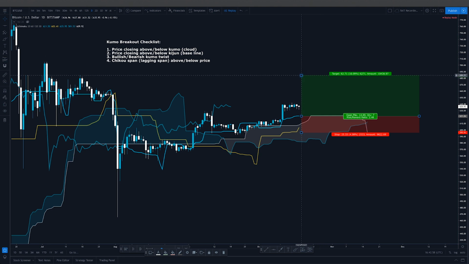And let's say we're targeting, I don't know, this high here. There might be some liquidity at this tweezer top. All of a sudden we have a nice trade, a 3.24 risk reward profile, and it looks like it could possibly be a very successful entry. Let's see what happens as price comes back down to test Tenkan-sen.